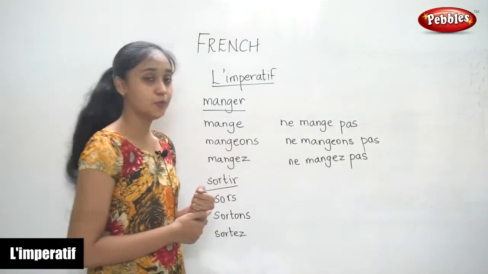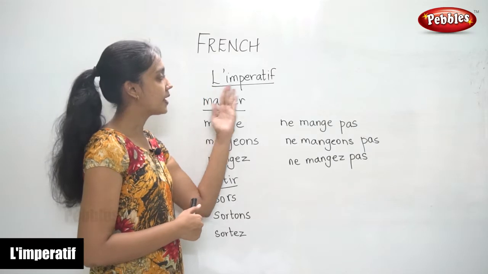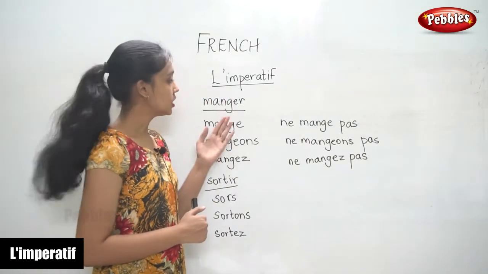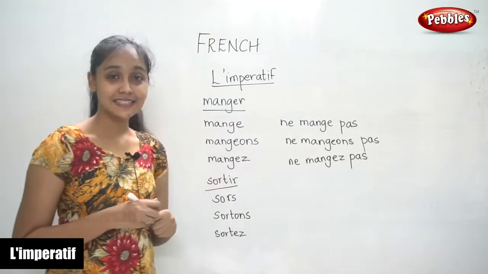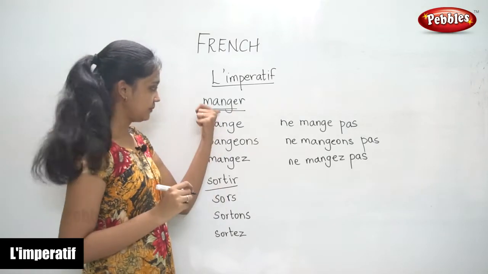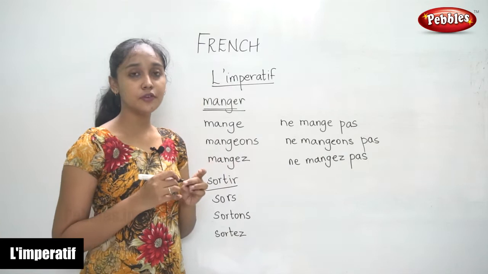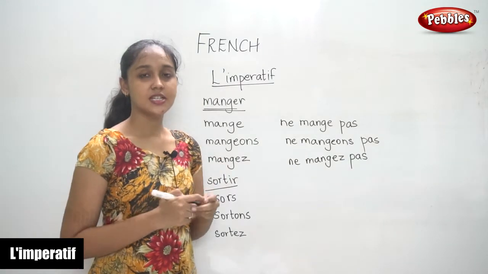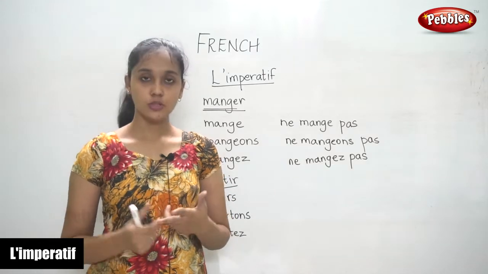The next concept we are going to learn is l'impératif. L'impératif is to give an instruction or an order. So let us learn this by taking the example of a verb, manger. Now, the imperative exists only for 3 of the subjects. It is either tu or nous or vous.